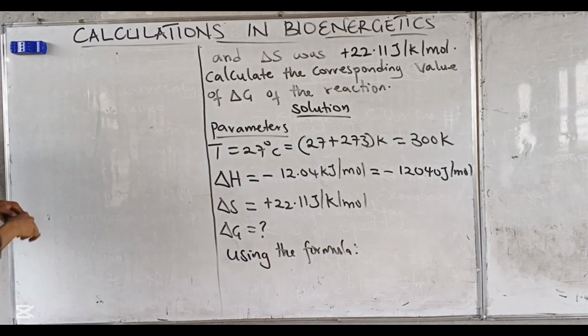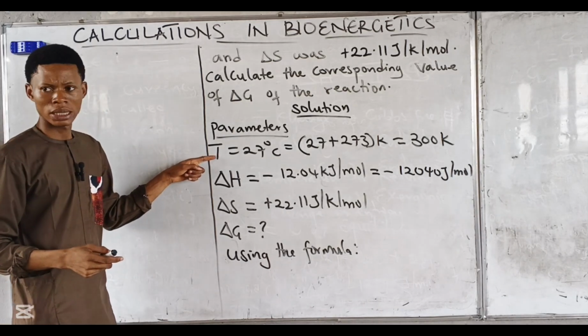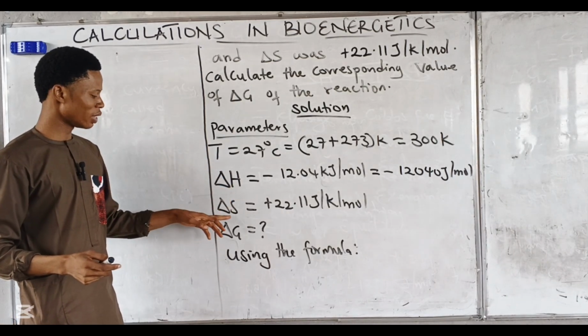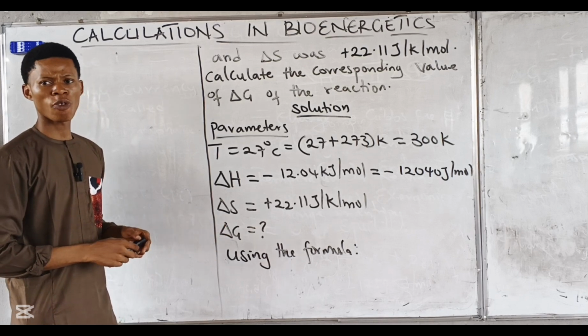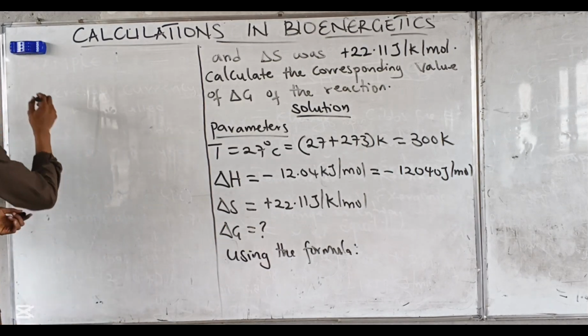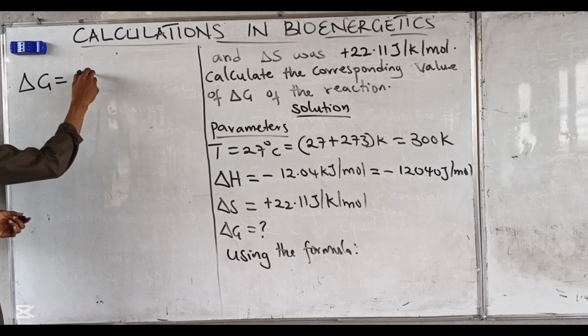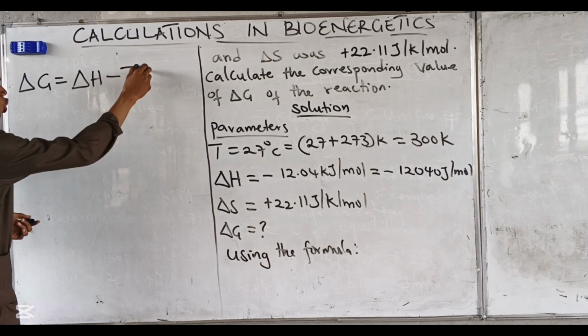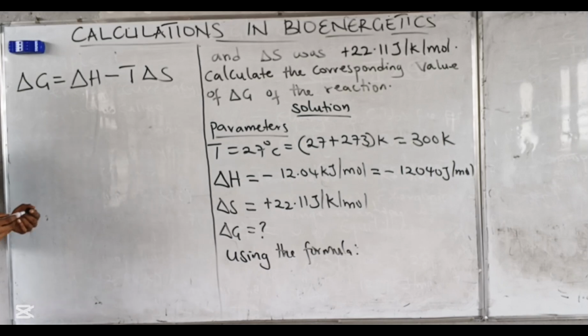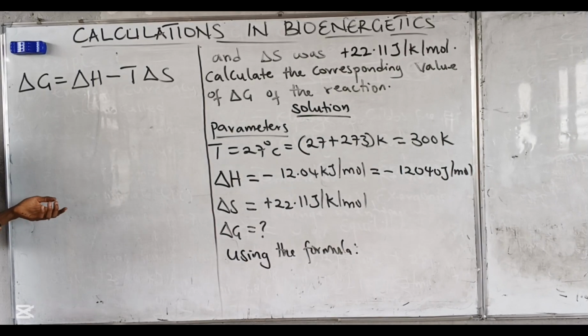Now, using the formula, look at this. We are given T. We are given delta H. We are given delta S and delta G. What formula will be suitable for this? Delta G equal to delta H minus T change in S. This is the most suitable formula for this.